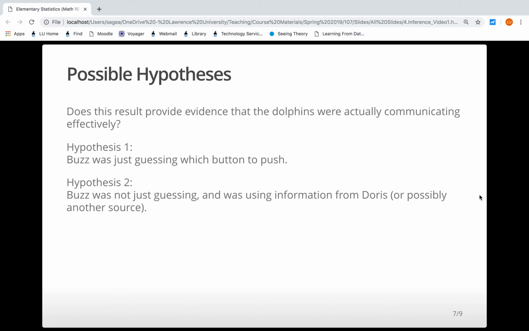In the study about the dolphins, we have one of two explanations for what's going on. Our first hypothesis or explanation would be that Buzz was purely guessing which button to push. The other explanation would be that Buzz was not just guessing and was actually getting information, possibly from Doris or possibly from somewhere else, and using that information to decide which button to push.